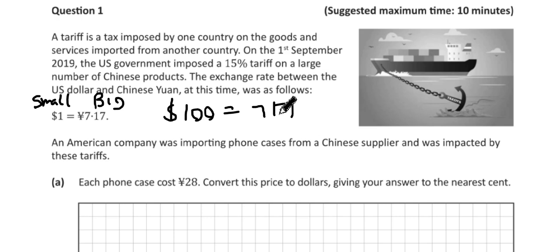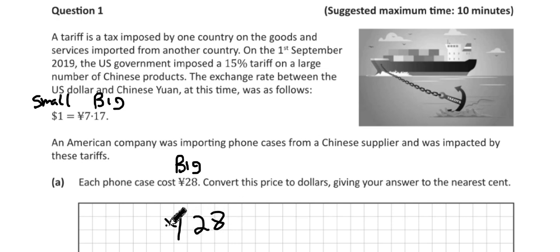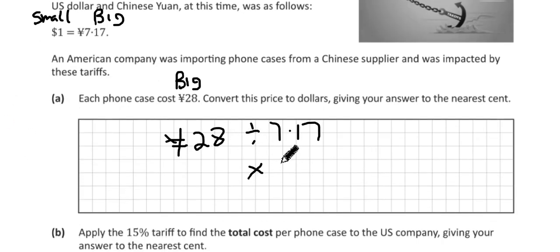Great. All right. Now, what I'm asking you guys is, Chinese, is that the big or the small number? That's the big number. So when you convert it, it has to turn into a small number. So you have two choices. You can either multiply or divide by the exchange rate. You can either divide by 7.17 or you can multiply by 7.17. Which option do you think you take and why?